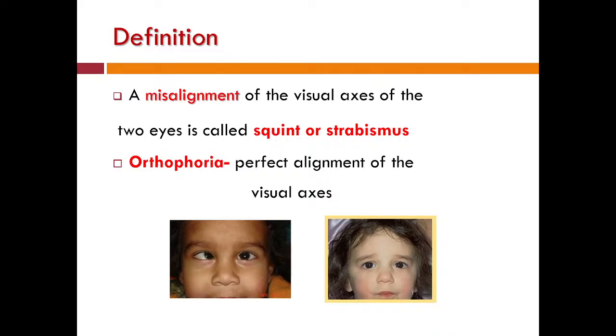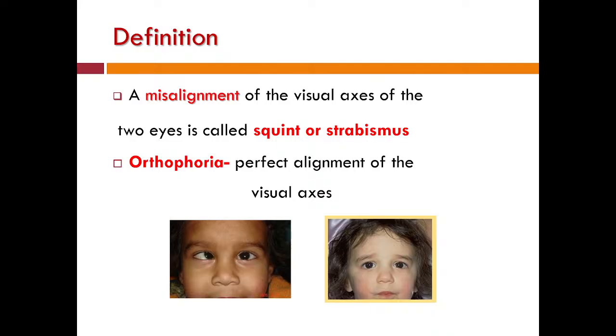So what is visual axis? When the visual axes of two eyes are not aligned to each other, we call it strabismus. So what is visual axis? You should know what is visual axis. Yes? Line joining the object of fixation to the fovea. When I am fixing at a particular object, then the line which joins this object of fixation with my fovea is called the visual axis of that eye.